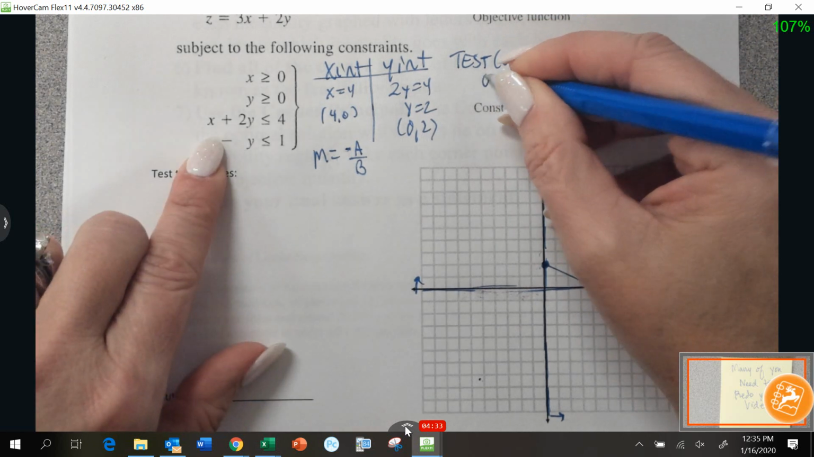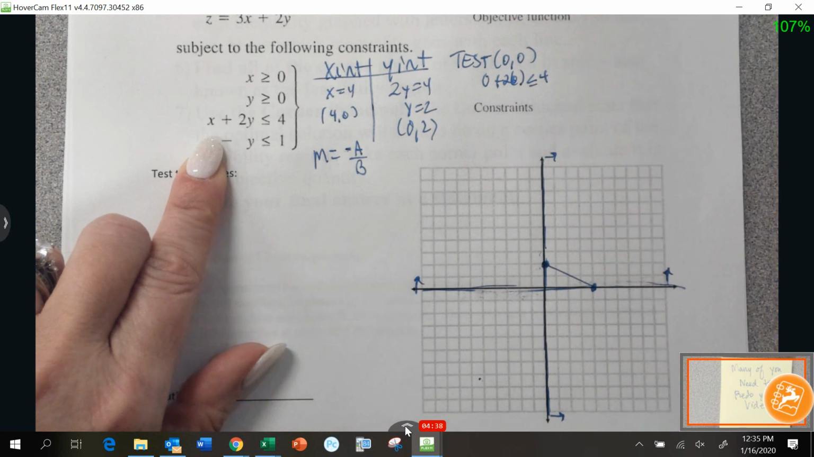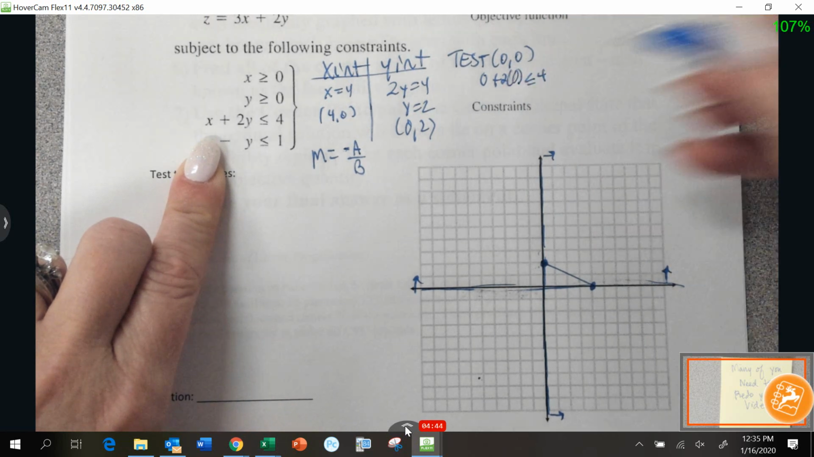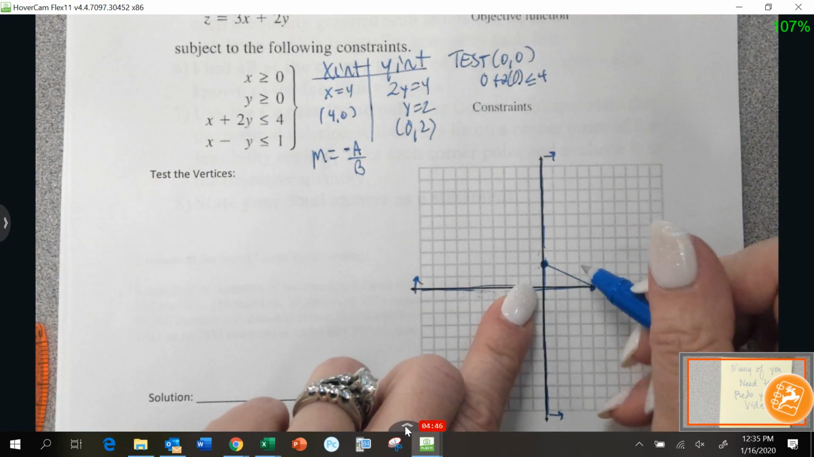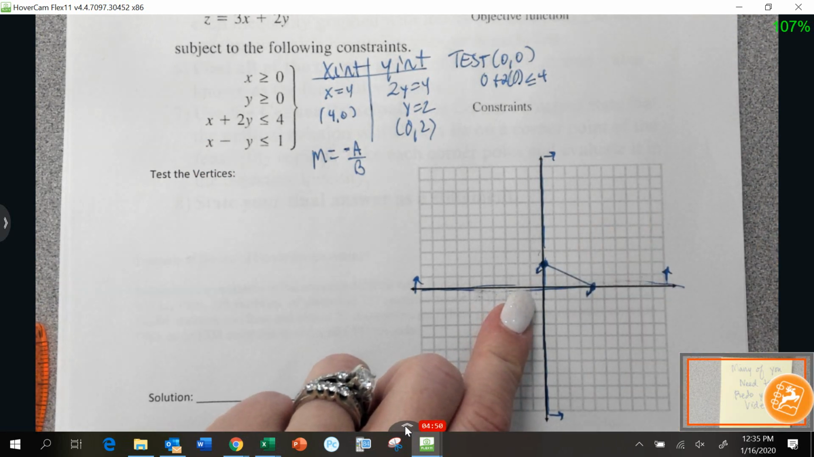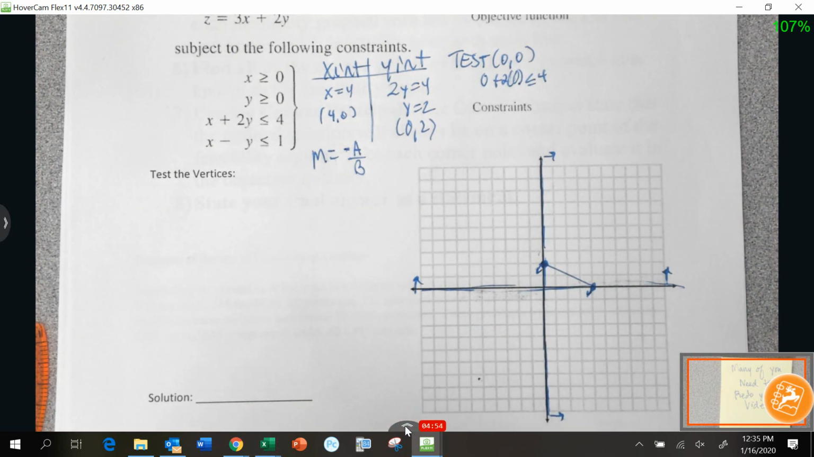So we'll have 0 plus 2 times 0 less than or equal to 4. Is that true? 0 less than or equal to 4. Is that true? Yes. So 0, 0 does get shaded. It will be shaded this direction in a moment. If you want to shade that because you do them really light and then just color in dark the final answer, that's fine. I'm just going to color in what the final answer looks like.